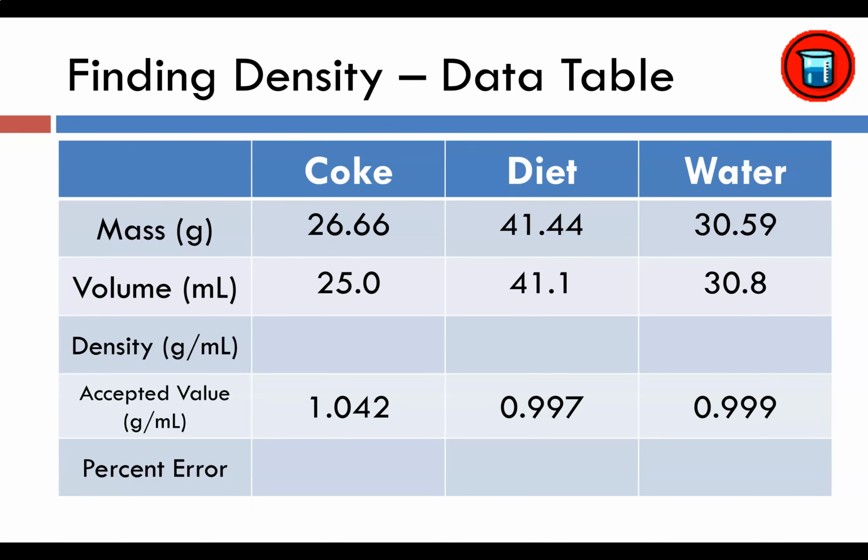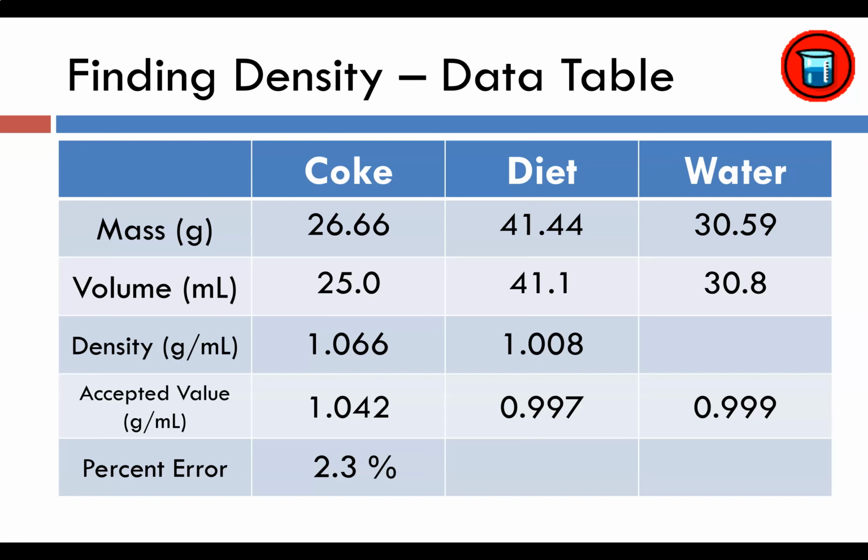All right, so let's go through with Coca-Cola first. Density, mass divided by volume. I came up with 1.006 grams per milliliter. The accepted value is a little bit lower than that, so my percent error is going to be positive. I got about 2.3% error. That's pretty good. Diet Coke, mass divided by volume.